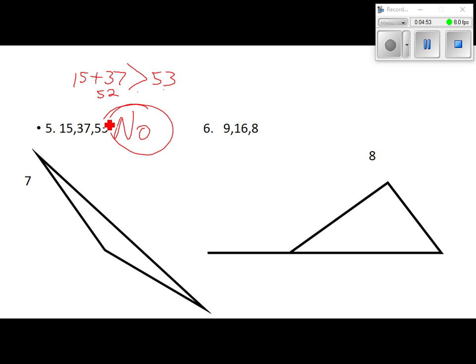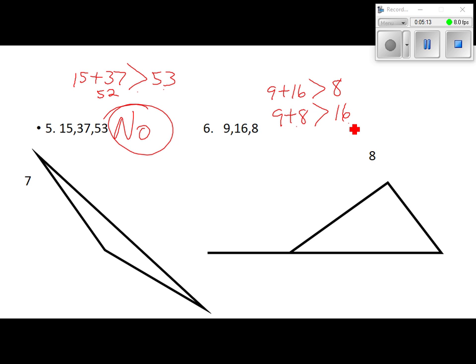This one, check this, 9 plus 16 should be greater than 8. Well, 9 plus 16 is bigger than 8, so that checks. Doesn't mean we stop, we check the rest of it. We do 9 plus 8, and that should be greater than 16. 9 plus 8 is 17. 17 is greater than 16, so that checks.